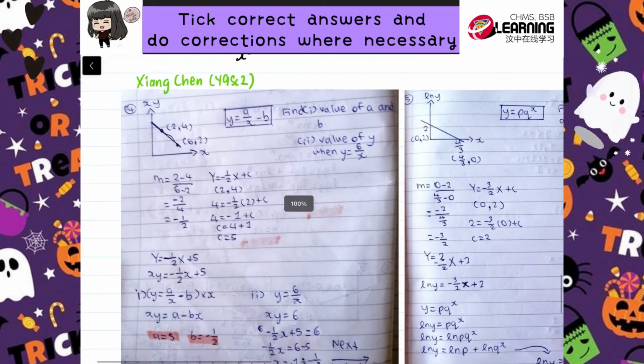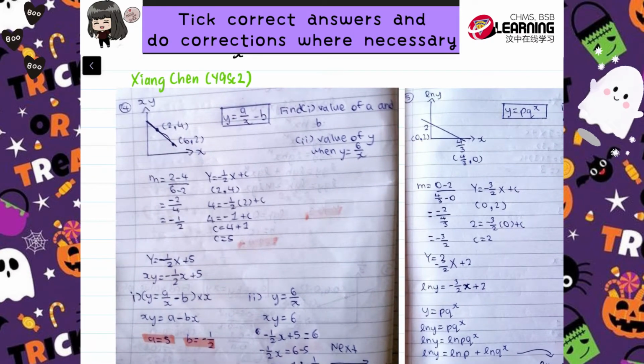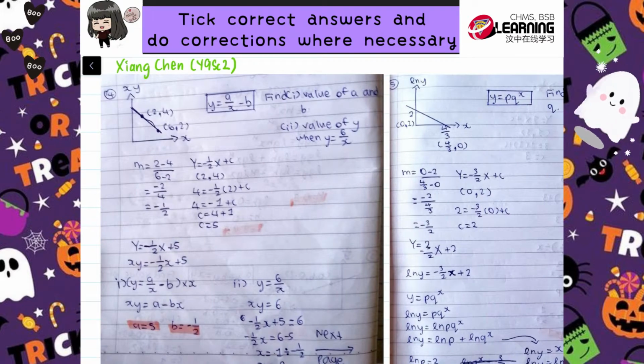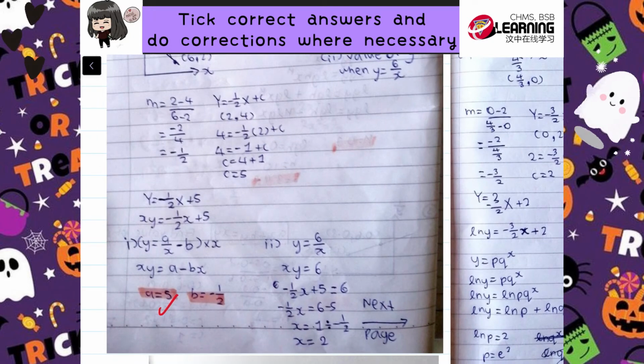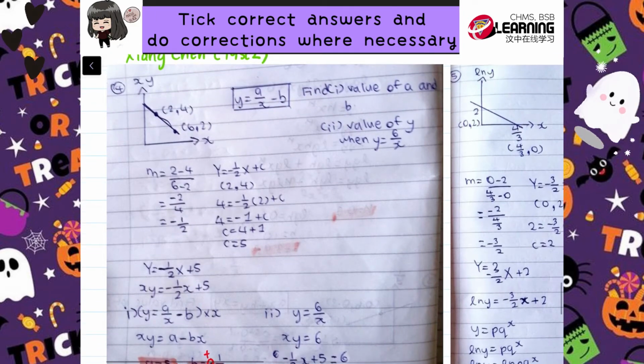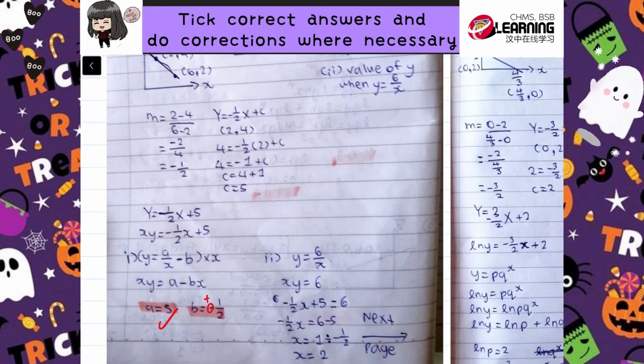So let's look at Xiangchen's work together. Right? Okay, so question number 4A is 5. B is not negative half. B is supposed to be a positive half. Okay, you should compare with the equation. Okay, I think he hasn't put any equation here. After this step and this step, oh yeah, it's here. So the equation is here, right?